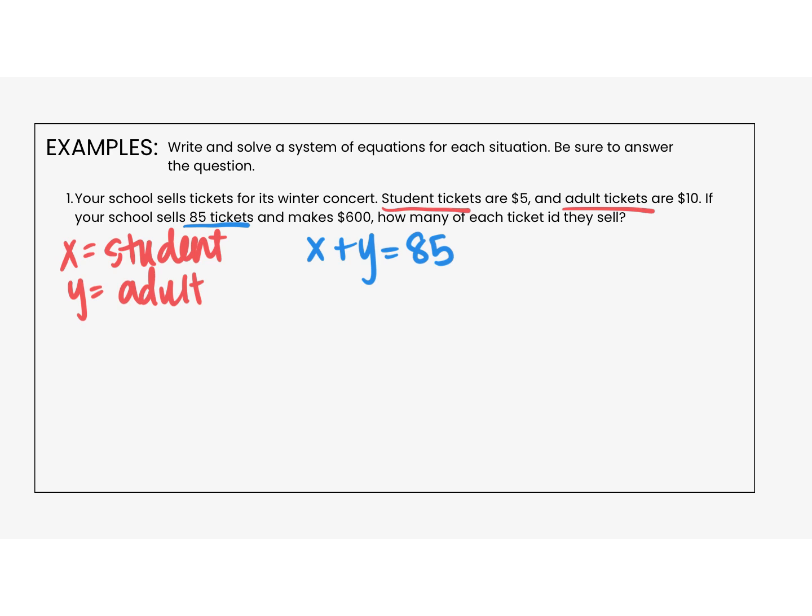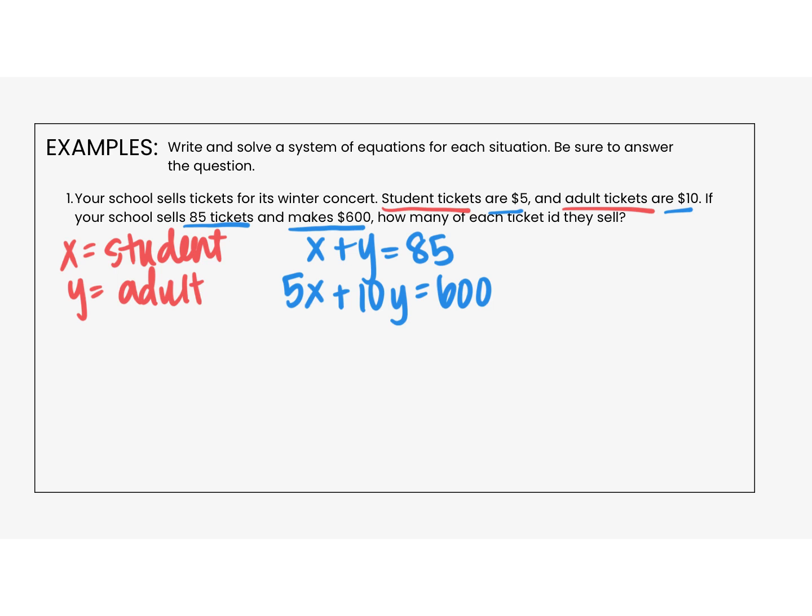Okay. Second, we're going to look at the money. If we make $600, we have to figure out how many of each we know, but we also know the price of student tickets are $5 and adult tickets are $10. So it's $5 times the number of student tickets they sold plus $10 times the number of adult tickets they sold has to equal $600.